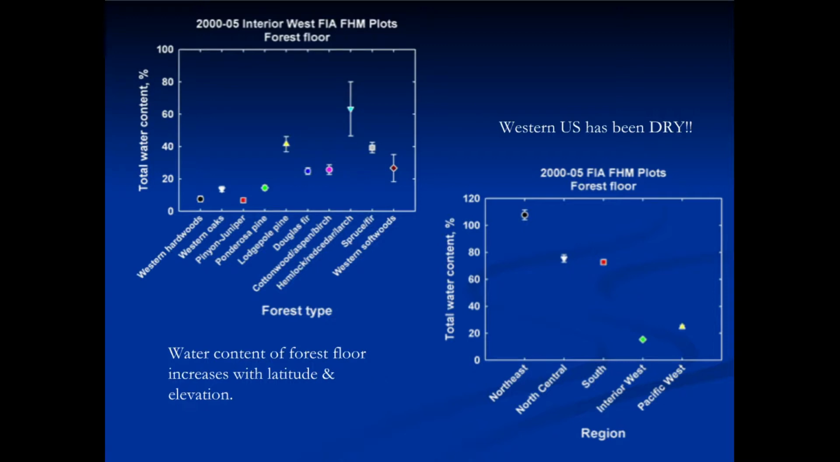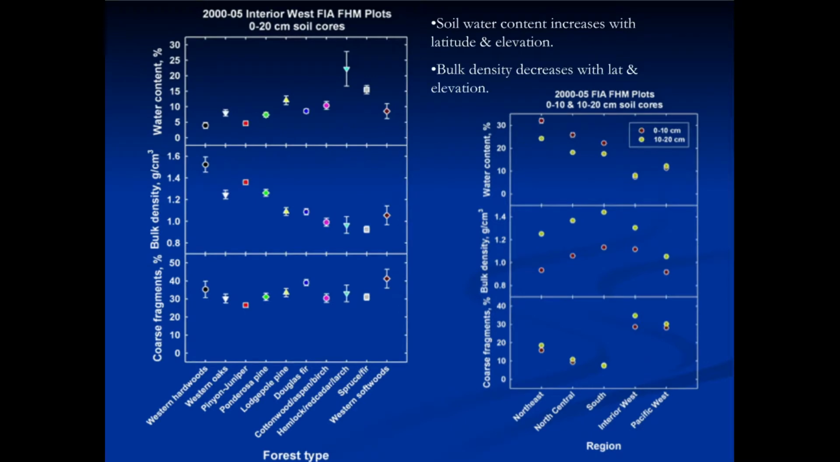You can see there is a moisture gradient, as you would expect, going from drier forest types to wetter forest types. There's a huge moisture gradient across the country. Here's the interior west here. And within the interior west, by forest type group, it looks like this. For the soil cores, water content, a similar gradient. Here it is across the country.